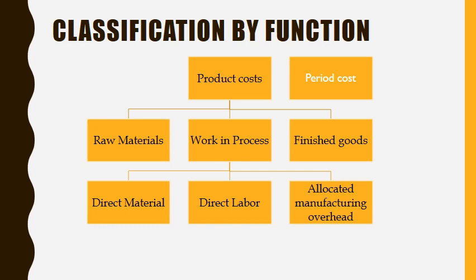Now, for work in process, there are three things that go into it. There's direct material, there's direct labor, and there's allocated manufacturing overhead. Now, this is the core of this class. If there's one thing I want you to get from this class, it is this classification, because this is what we'll see in this class over and over again, because if you don't get this, you will struggle. And once I'm done with that, I know what my product cost is. The rest of it is my period cost.